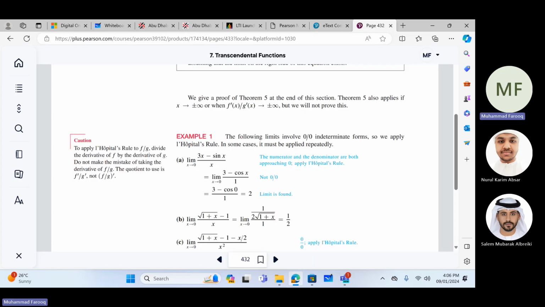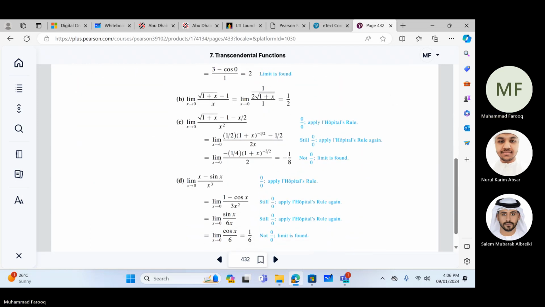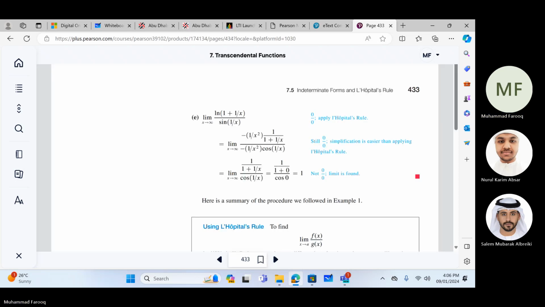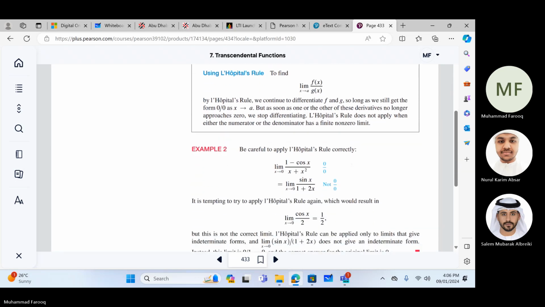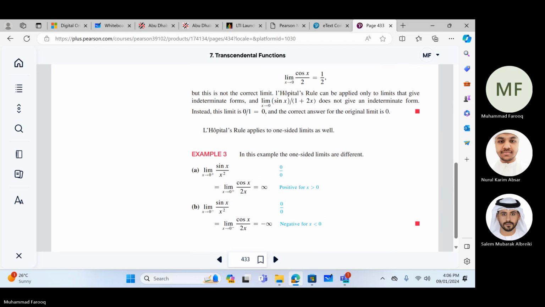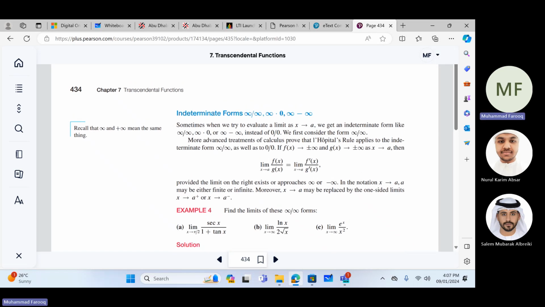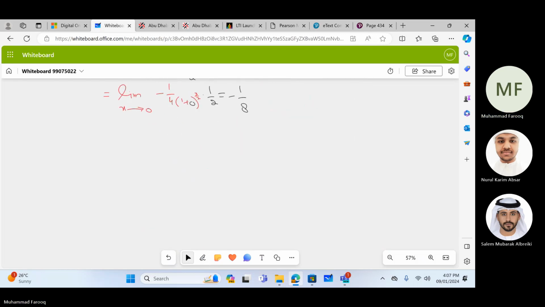Okay, so let's go with one more question, please. It's fine. We can take the next. Right, okay. So here, example 4, please, we can take part A, secant x divided by 1 plus tan x. Example 4, part A, please.